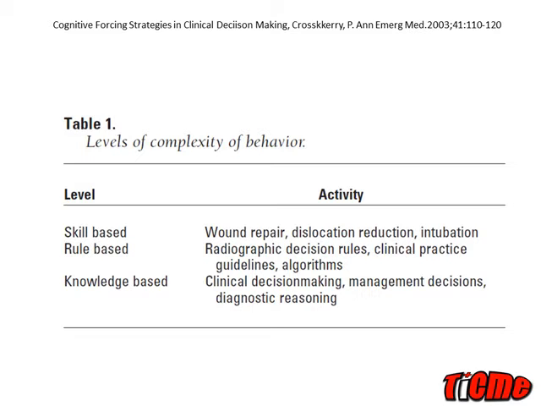Alright, before we start, another Pat Cross-Carey article from Annals in 2003. Complexity of behaviour. What sort of activities do we do usually at work? Well, there's the ones that are very skill-based, and that might be suturing up someone, putting in a cannula, putting a tube in, for example. There's rule-based things. Good examples of that would be the Canadian C-spine rules or the Wells score for PE. And then there's knowledge-based activities, which are a bit more challenging because that's the clinical decision-making and diagnostic reasoning, putting things together, the synthesis.